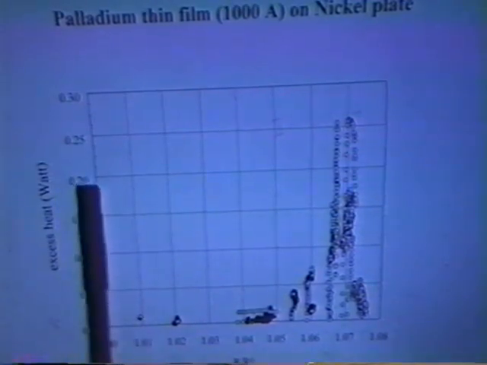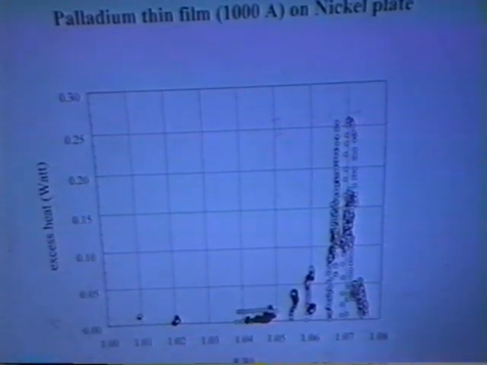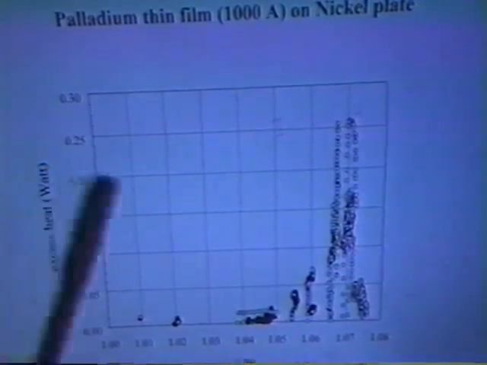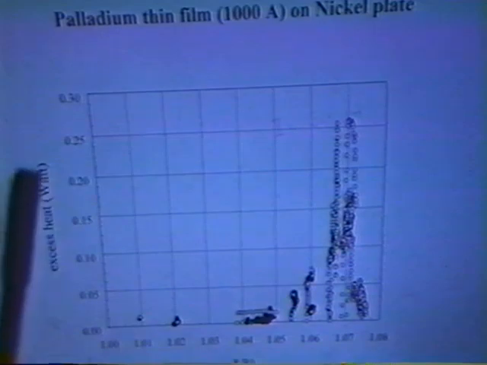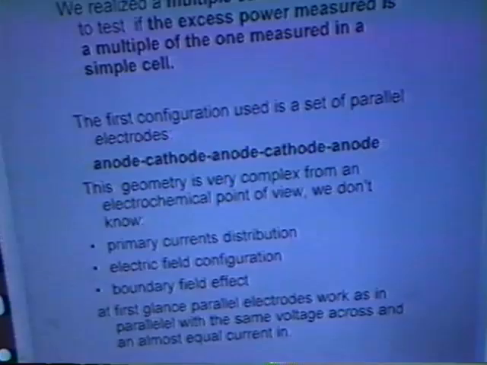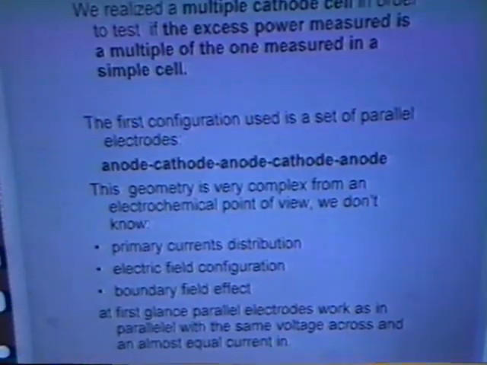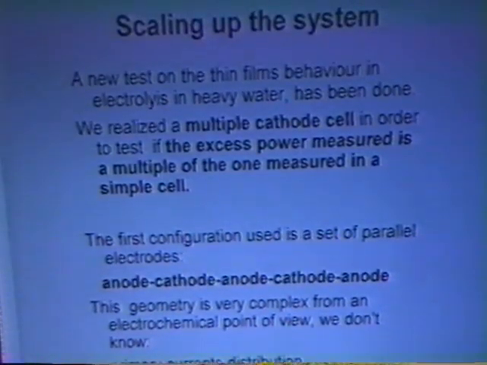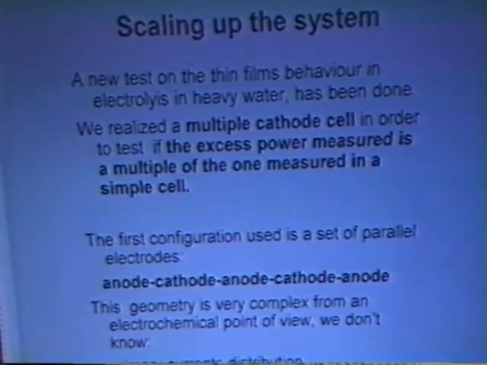The excess heat in this case is not so high, in the same range. It is 250 milliwatts, but again it's very clear. Then, the next step to convince people that this is a real effect is to try to scale up the system and to see if it's possible to produce more excess heat.